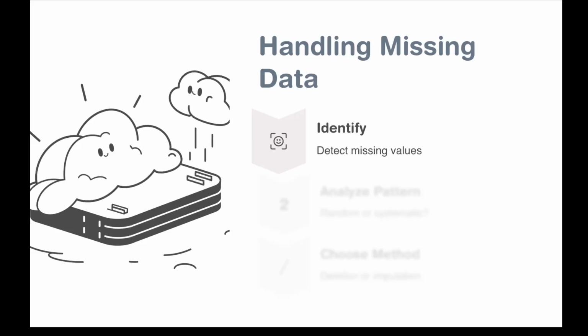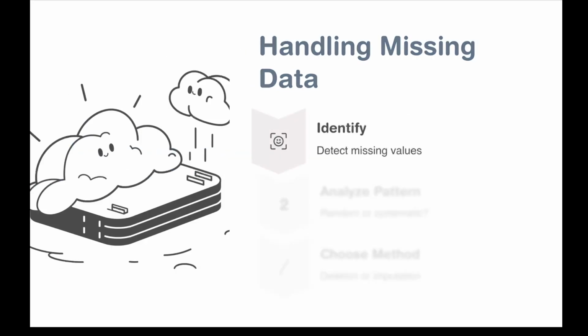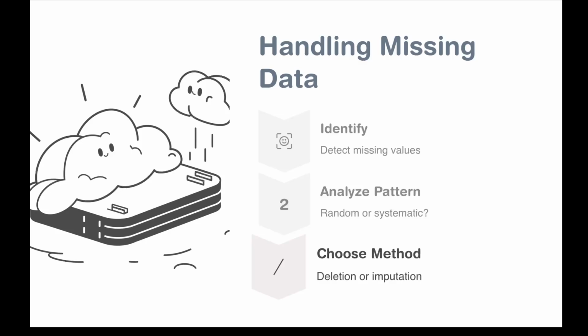When we have any missing data or values, we have to identify and detect it accordingly. After that we have to analyze whether it is random or systematic, and we have to choose the method to handle it. Most times deletion or imputation will be done. No manipulation, sorry for that.